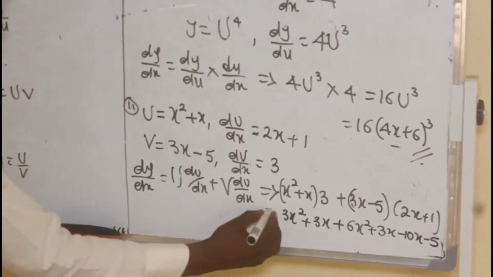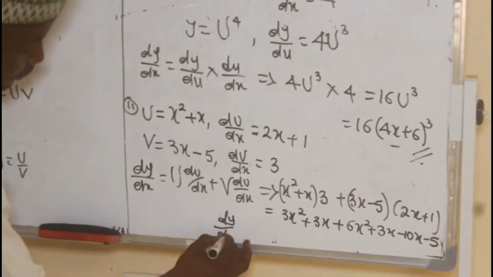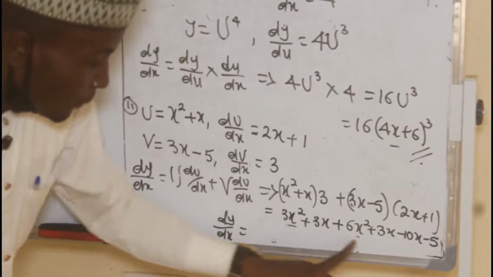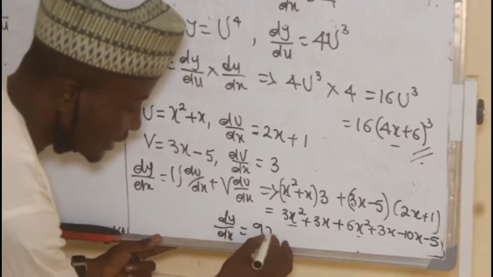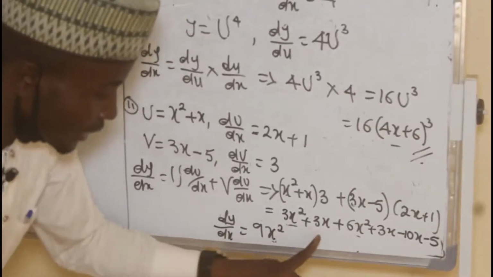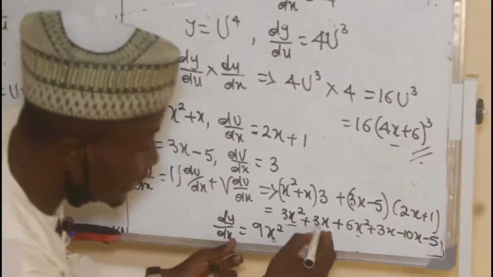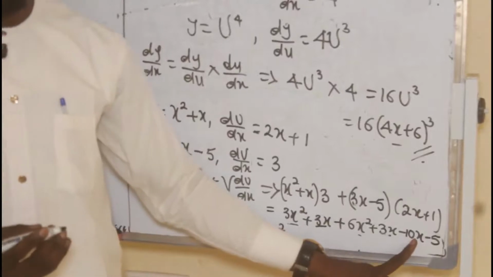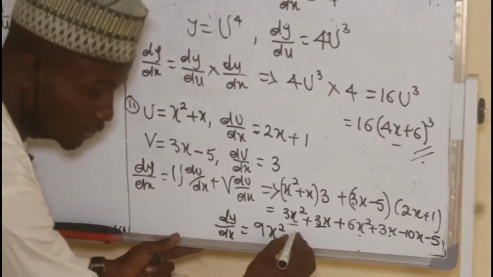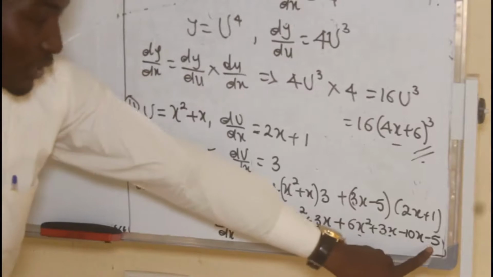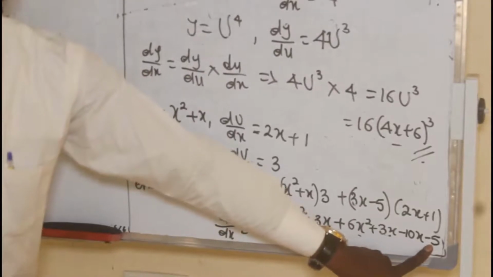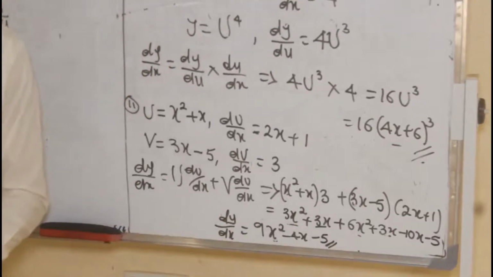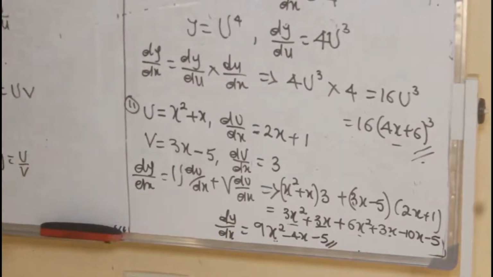Simplify this all. What is our dy dx now? This and this, right? 3x squared plus 6x squared is 9x squared. Are we together? Then let's go with those with x. 3x plus 3x is 6x. 6x minus 10x is minus 4x. Then remain constant. How many constants do you have? 1. What do you have? Minus 5. So your dy dx is equal to this. Is that clear? So whenever you substitute it, you now have to simplify it.